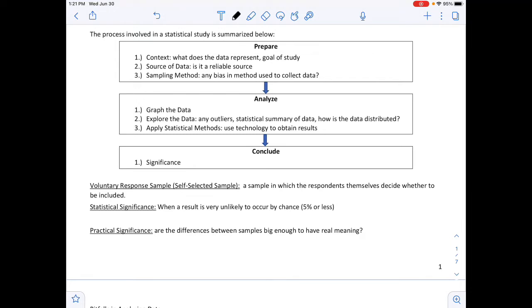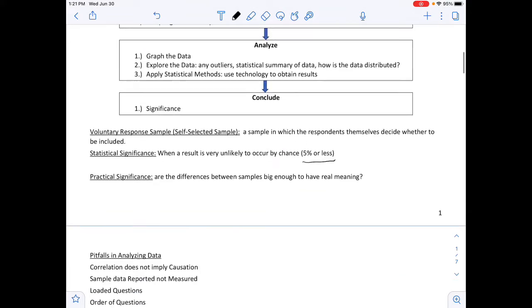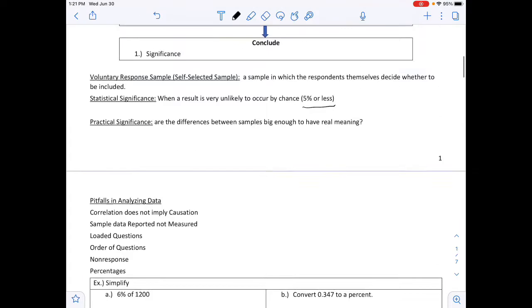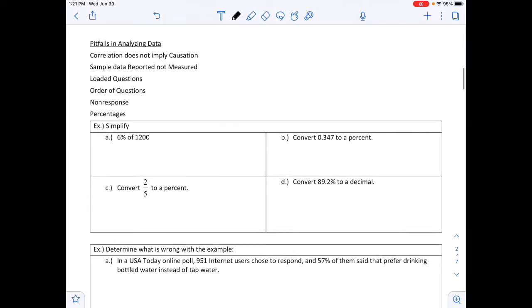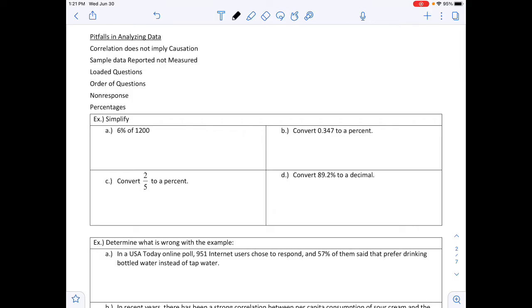So the next thing that we have is voluntary response sample, or self-selected sample, is a sample in which the respondents themselves decide whether or not to be included. Statistical significance, we hear a lot of. This is when a result is very unlikely to occur by chance. 5% or less is usually our cutoff that we use. And then practical significance is going to be, are there differences between the samples big enough to have any kind of real meaning? So we have some pitfalls to analyzing data. I'll let you guys look through those on your own.